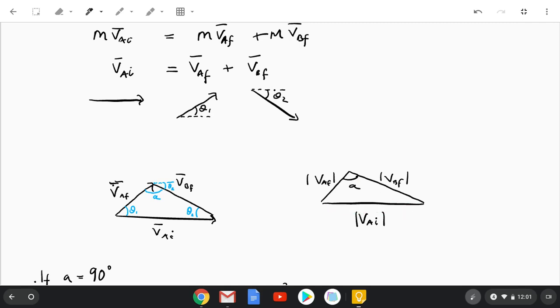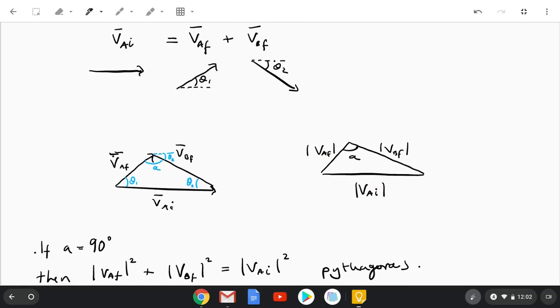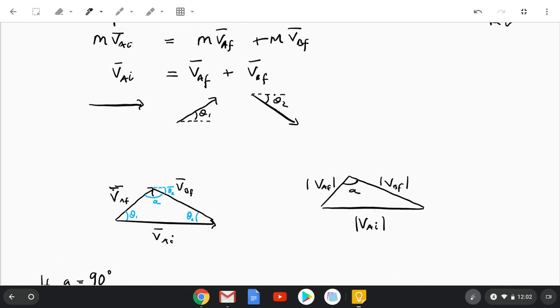So what we've got here is essentially a triangle. And if this angle is 90 degrees, then Pythagoras must apply. So the square of this velocity, the hypotenuse, is equal to the sum of the squares of the other two sides. So we've got the idea there.